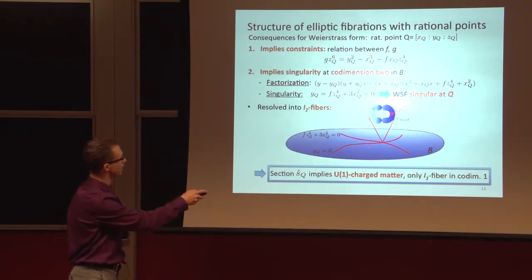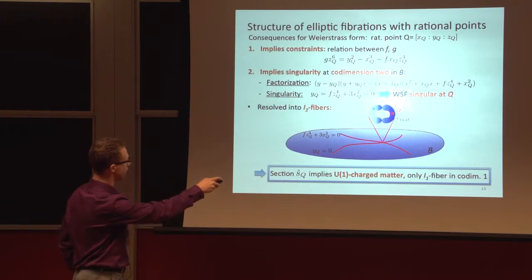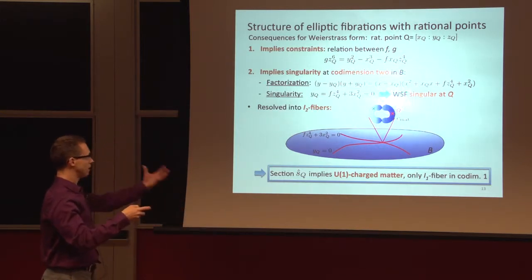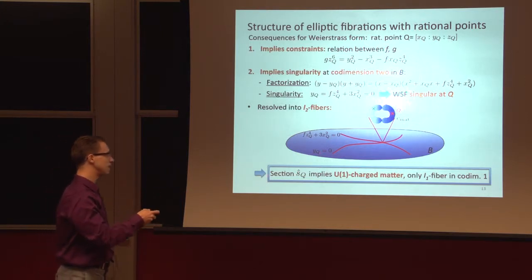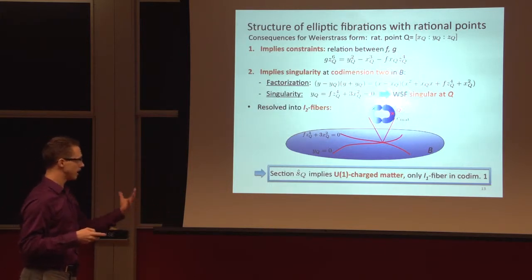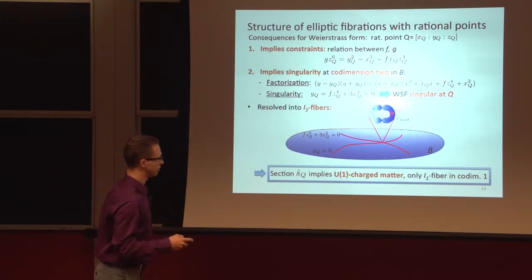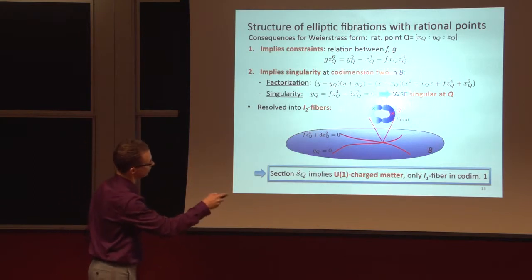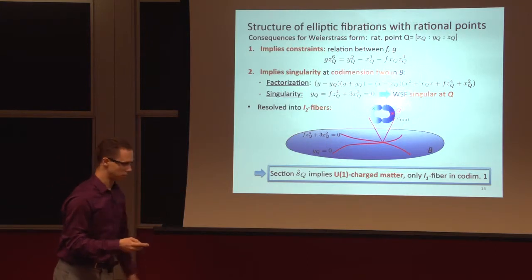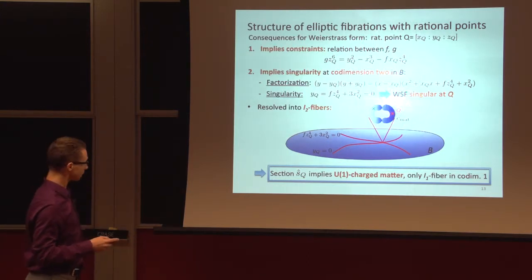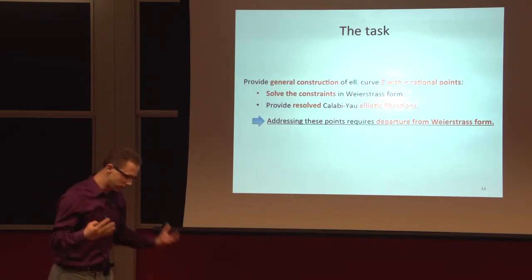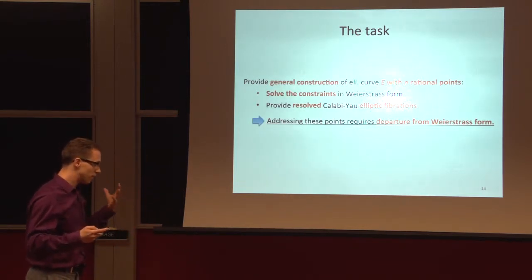Now when you resolve this singularity, you actually obtain an I2 fiber. And you have this I2 fiber at codimension 2 in the base. This means that there has to be matter in F-theory. So you see that the presence of a section implies that there's automatically charged matter under this U1 symmetry. And you can also see that there are no additional singularities, so you only have I1 fibers at codimension 1. Okay, so now the task is to provide an explicit construction of these elliptic curves with rational points.